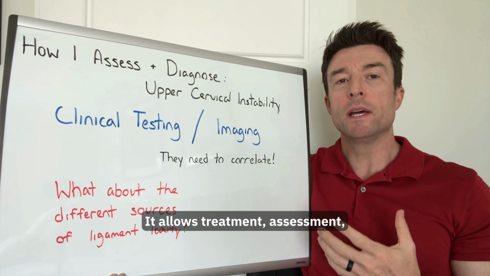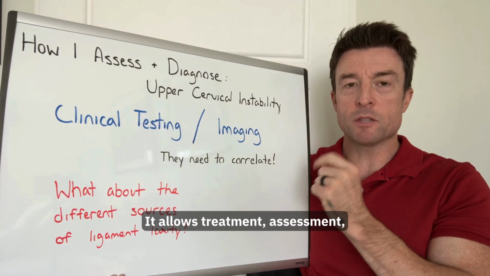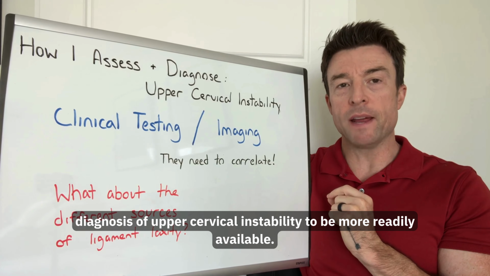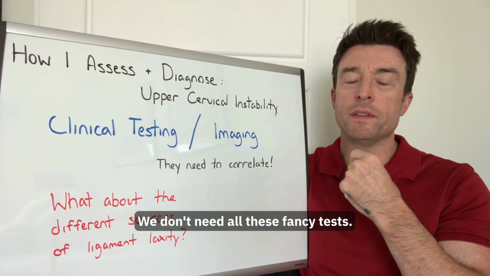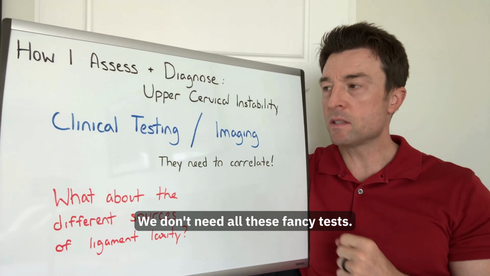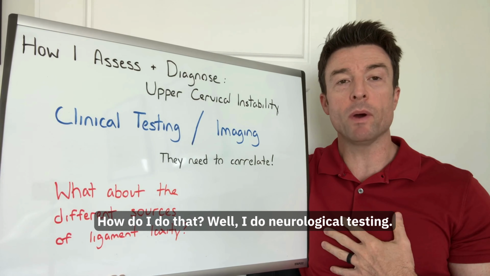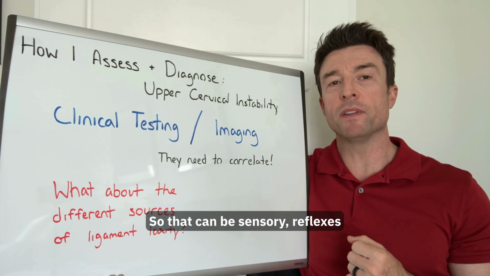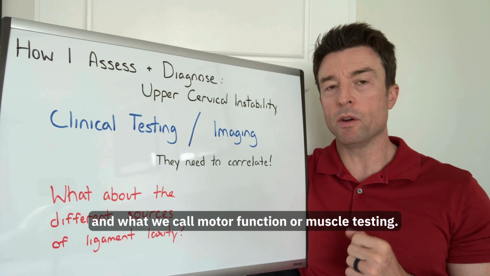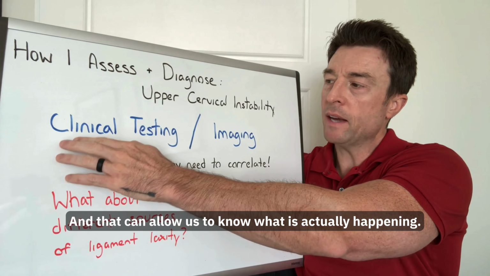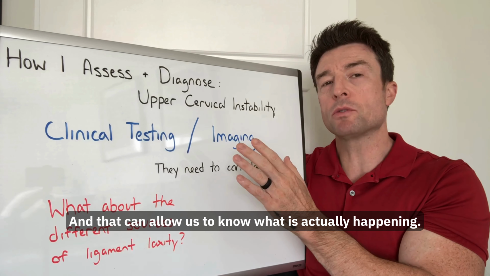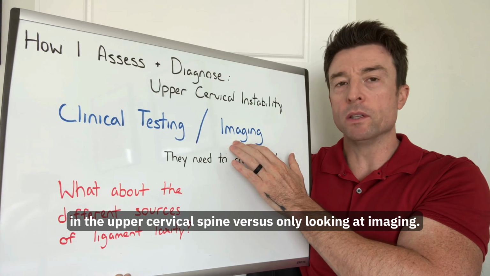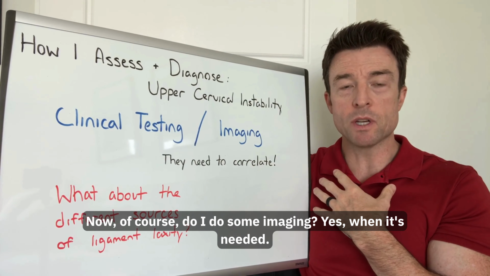It allows treatment, assessment, and diagnosis of upper cervical instability to be more readily available. We don't need all these fancy tests. We can do clinical testing. How do I do that? Well, I do neurological testing. So that can be sensory, reflexes, and what we call motor function or muscle testing. And that can allow us to know what is actually happening in the upper cervical spine versus only looking at imaging.